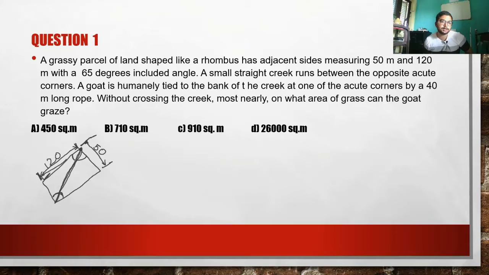Now observe here, this total is 65 degrees. Let the total angle be theta, and now theta is 65 degrees. Now due to this creek, this particular part, this angle is alpha, and alpha will be, since this creek is joining opposite two corners of this rhombus like structure, that means it will be bisecting this angle, that is theta by 2.